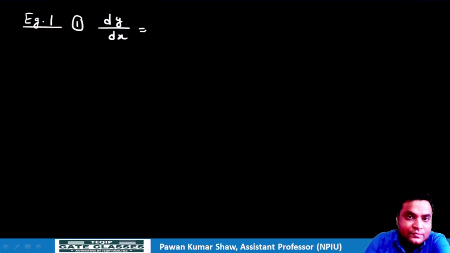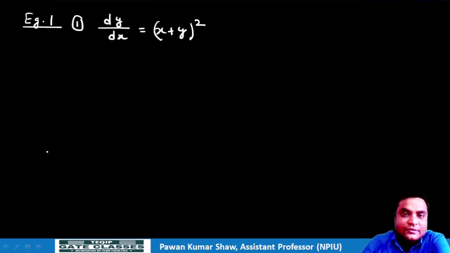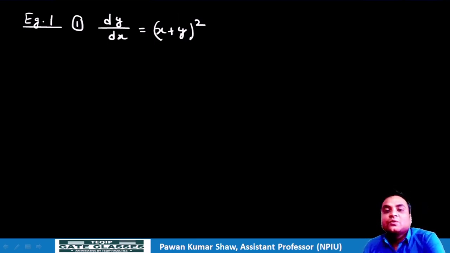Okay, so let us take a few examples. Example number 1. Suppose I am taking the first example dy by dx is equal to x plus y whole square. See, the right hand side function is x plus y whole square.